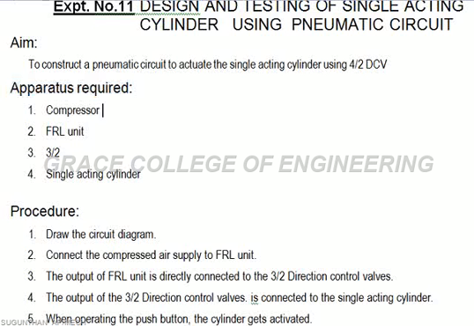First one, air compressor with reservoir. Then FRL unit, so filter, regulator and lubricator. Then 3x2 direction control valve, DCV. Then single acting cylinder. So totally we need 4 apparatus.